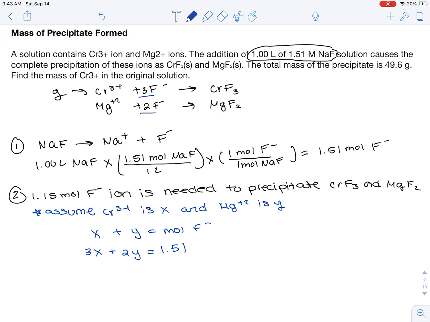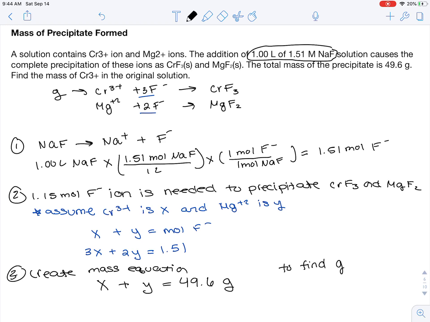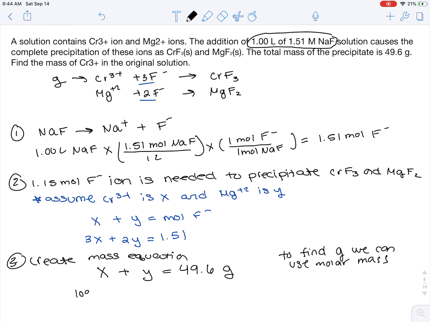Okay, then I'm going to create my mass equation, step 3. I know that the total mass is 49.6. So chromium 3 fluoride and magnesium fluoride made 49.6 grams. To find grams, we can use molar mass. So we can plug into that equation the molar mass of both, which then gives us 109.00x plus 62.31y is equal to 49.6.